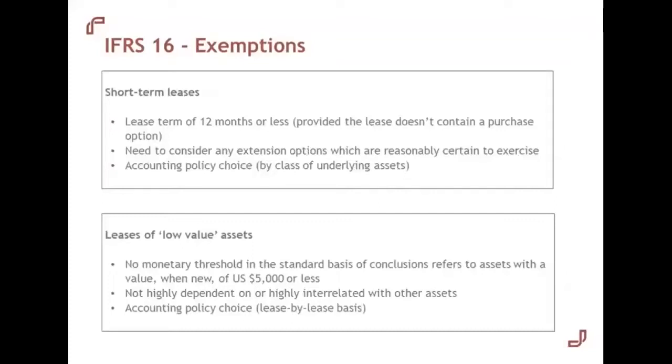Equally, I could get a number of server blades to put together and form a software development platform. And because the server blades are all connected to each other, and one part being removed would have to be replaced in order for the whole thing to function, that would be considered a highly interrelated or connected asset, and therefore that would not be low value because I would have to consider all of the server blades together rather than individually. With the leases of low value assets, the consideration needs to be done on a lease-by-lease basis rather than a class-by-class basis.